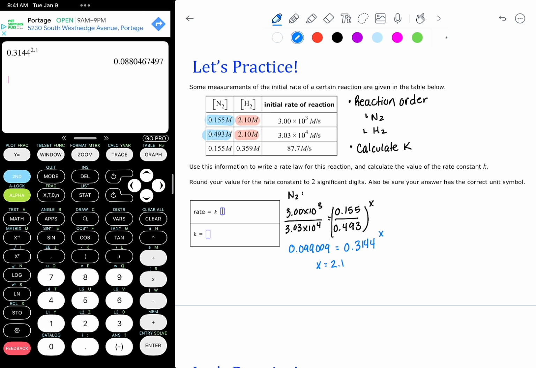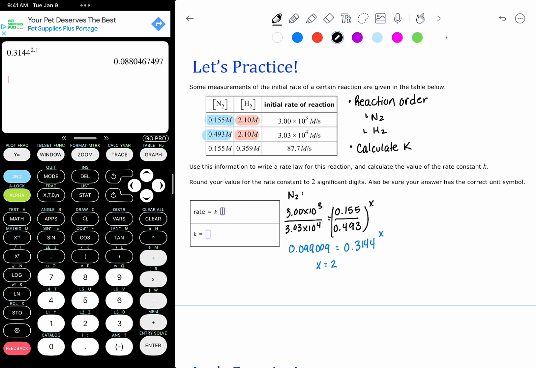Don't try to spend your time getting these perfectly the same, because it doesn't really matter. Our reaction orders are really going to just be integers, and only rarely would they be fractions, and that fraction is most likely 0.5 or 1/2. So our reaction order here is 2.